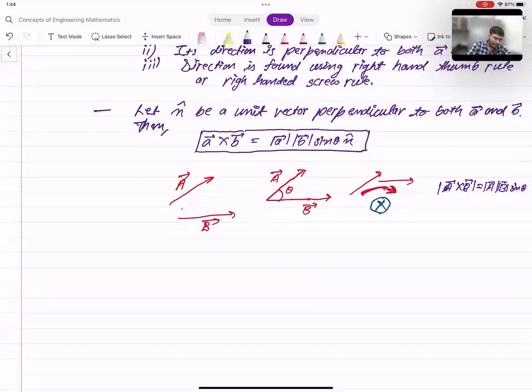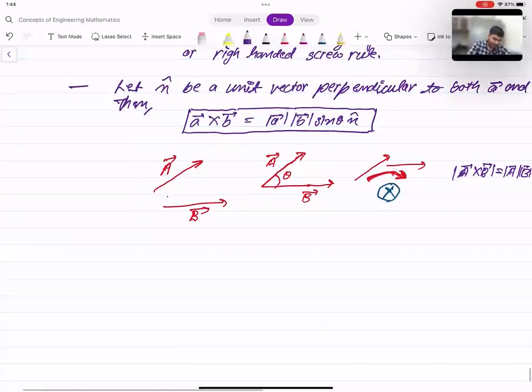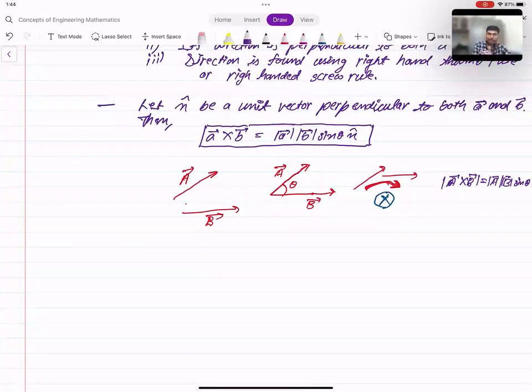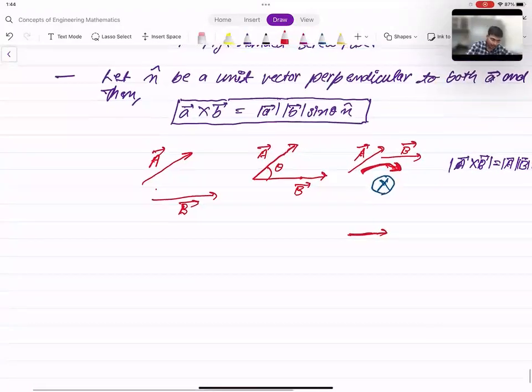If we take the same two vectors and now try to find B cross A, then we will move our hand from B to A. Here we had A to B, we were moving from A to B. Now I'm shifting the vectors because, as I mentioned earlier, we can shift a vector parallelly without changing its magnitude. So we are now moving from B to vector A. This is vector B and this is vector A, and we are moving from B to A.